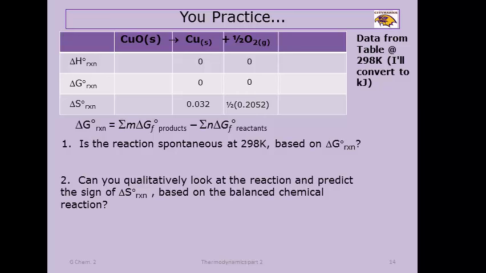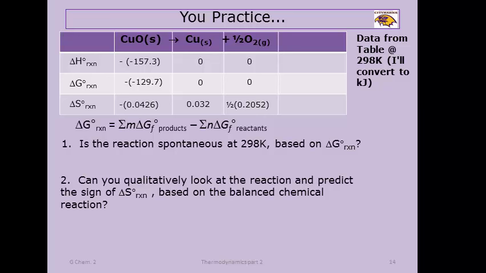Remember to multiply by the coefficient, which is 1/2. Now we're going to the copper 2 oxide. It has a measurement of heat of formation of minus 157.3 kilojoules per mole. Make sure you change the sign. There's no coefficient in here.